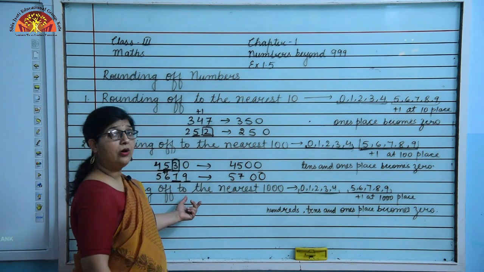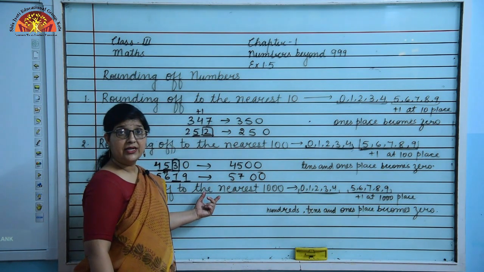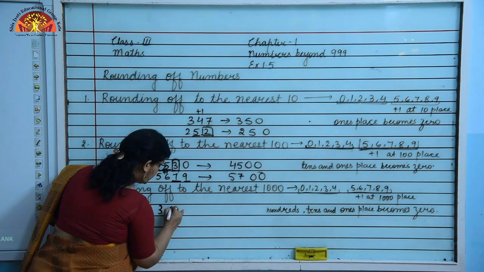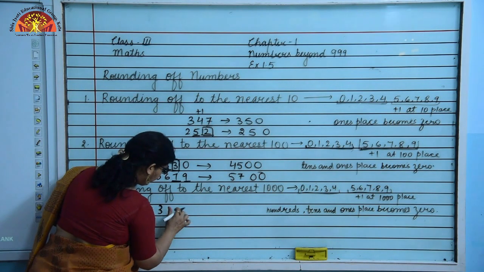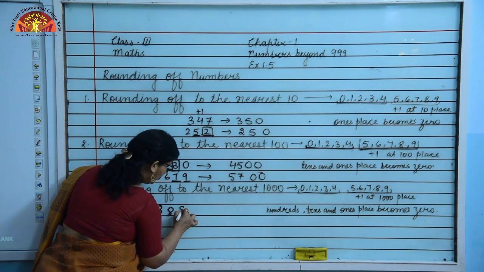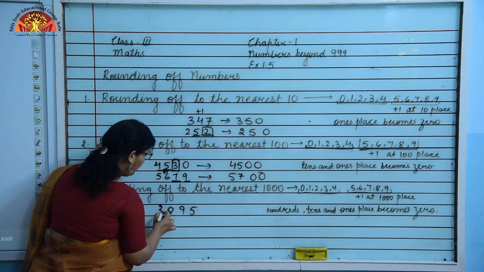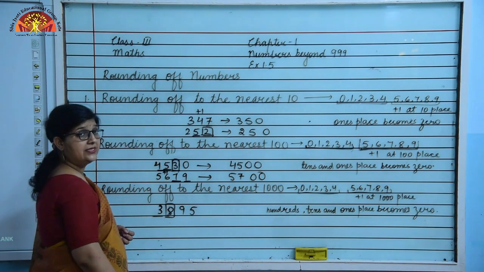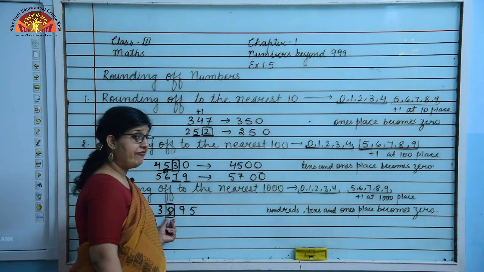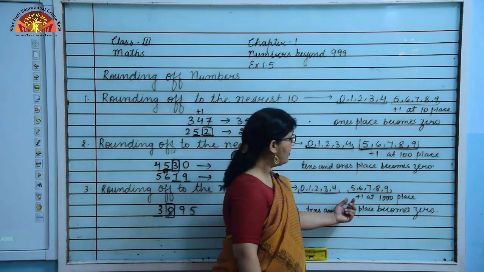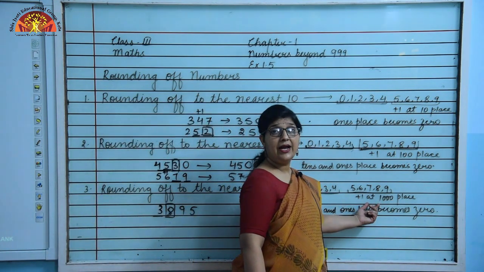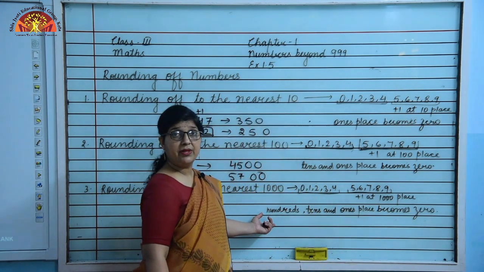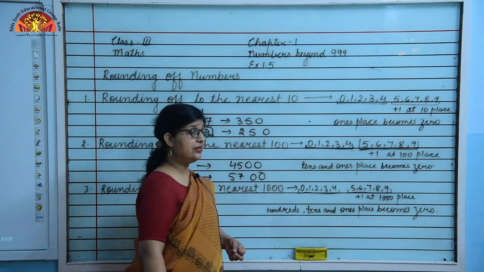क्या करना है, we observe hundreds place of the given number now. 3895. Now we want to round off thousands place, so we observe hundreds place here. Now it is greater than 5. Greater than 5 होगा तो आपको क्या करना है, add 1 at thousands place and ones, tens and hundreds place become 0 and the remaining digits remain the same.